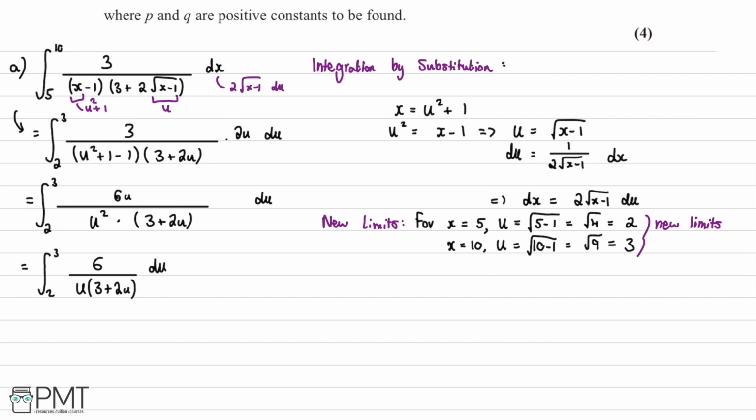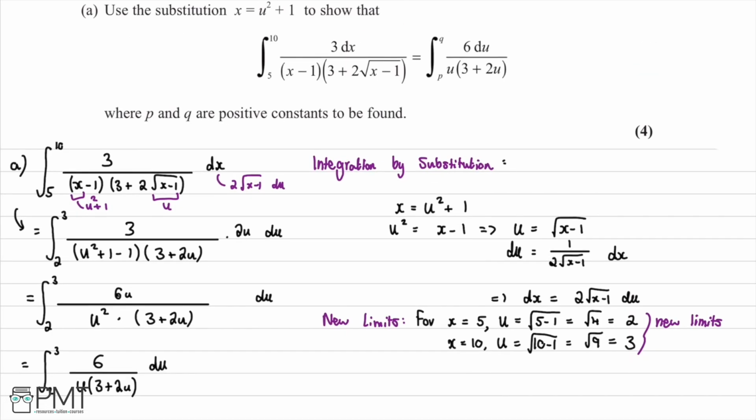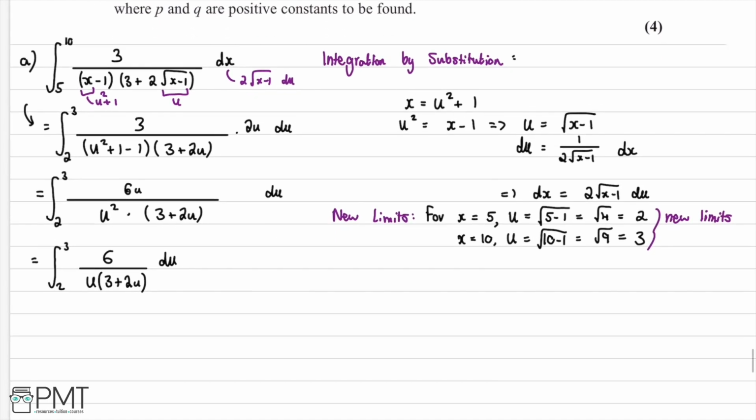And this is all with respect to u. So we now take a look back at our question. What were we being asked to find? We were being asked to find 6 divided by u, lots of 3 plus 2u. And that's what we have here. So therefore, we have got this into the form that the question asks for.